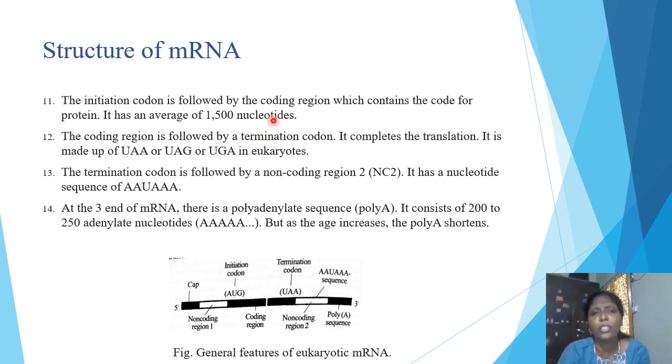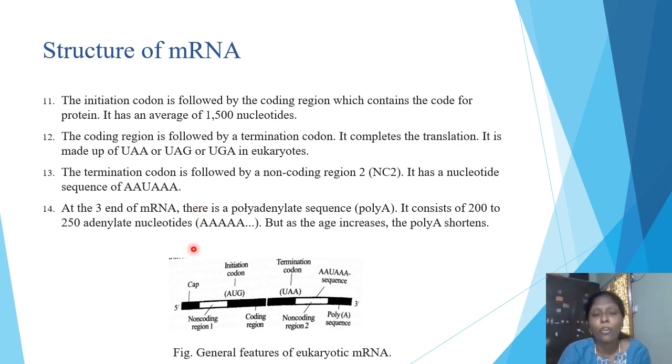Here we are saying that the initiation codon is followed by the coding region, which contains the code for protein. It has an average of 1500 nucleotides. The coding region is followed by the termination codon. It completes the translation. It is made up of UAA or UAG or UGA in eukaryotes. The termination codon is followed by a non-coding region. It has a nucleotide sequence of AAUAAA.